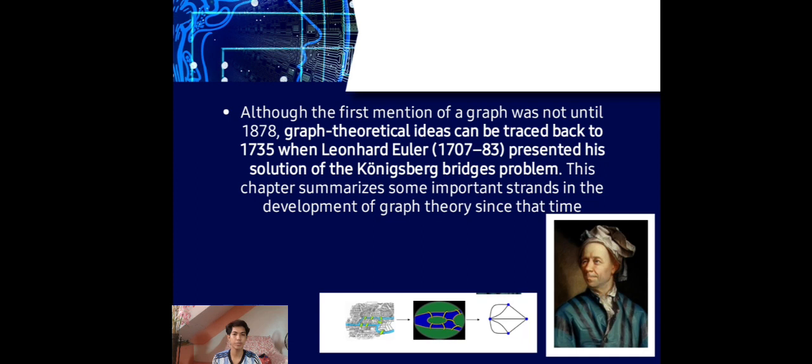So, this is the history of graph. Although the first mention of a graph was not until 1878, graph theoretical ideas can be traced back to 1735, when Leonhard Euler, 1707 to 83, represented his solution of the Königsberg Bridges problem. This chapter summarizes some important strands in the development of graph theory since that time. So, this is Leonhard Euler.